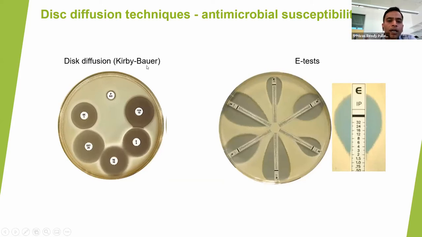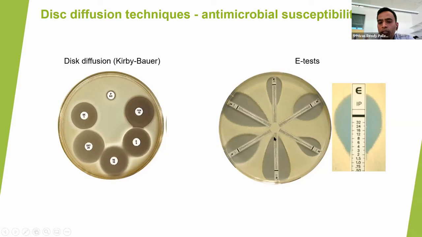the minimum inhibitory concentration that is necessary for the inhibition of the bacterial growth. That is why E-tests are used. E-tests are an advanced method, but here antibiotic strips having different concentrations are used. On the right, you can see an antibiotic strip having different concentrations. If these strips are placed on the bacterial plates, then we can see the zone of inhibition in a gradient.